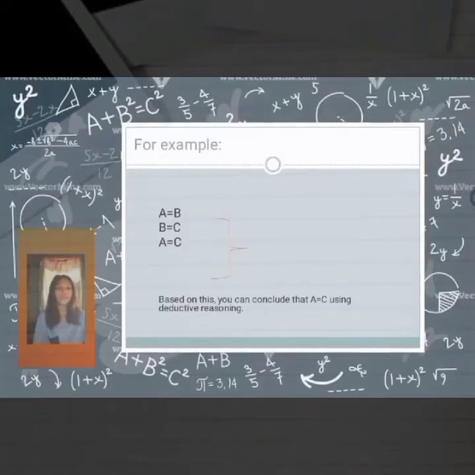A is equal to B. B is also equal to C. Therefore, A is equal to C.